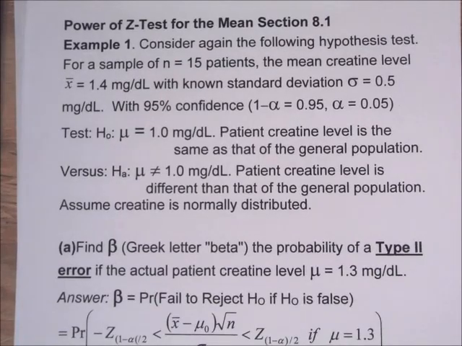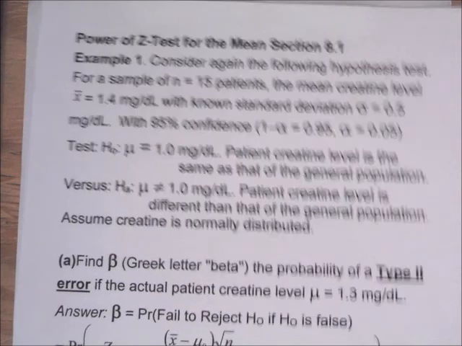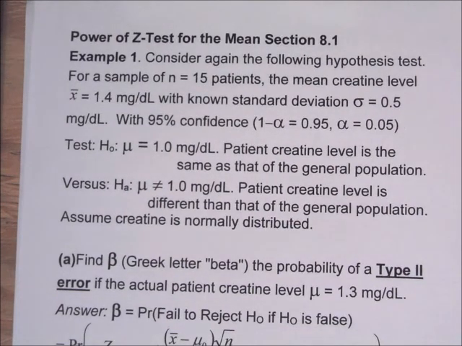Power of the z-test for the mean, section 8.1. Example 1: consider again the following hypothesis test for a sample of n equals 15 patients. The mean creatine level, x bar, is 1.4 milligrams per deciliter with known standard deviation sigma 0.5, with 95% confidence.